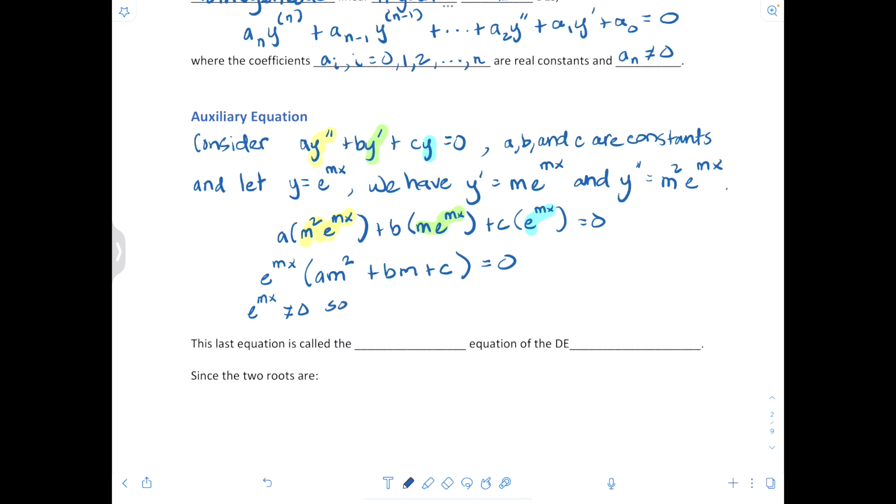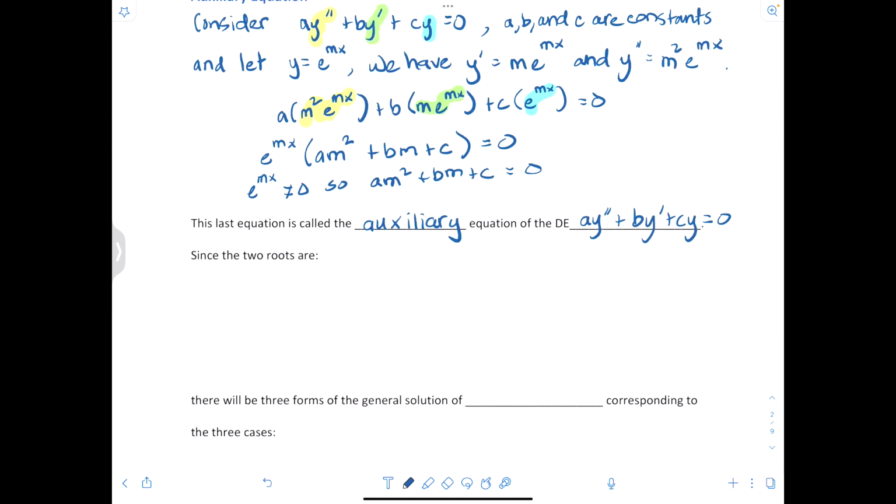So am squared plus bm plus c has to be the 0 factor. This last equation is called the auxiliary equation of the DE. So here, that's the DE: ay double prime plus by prime plus cy equals 0.